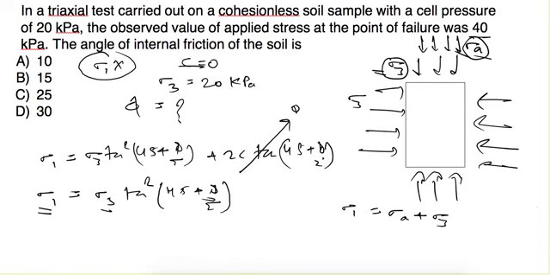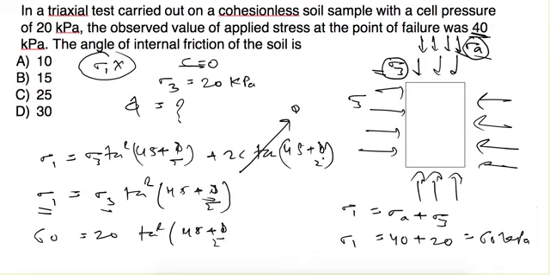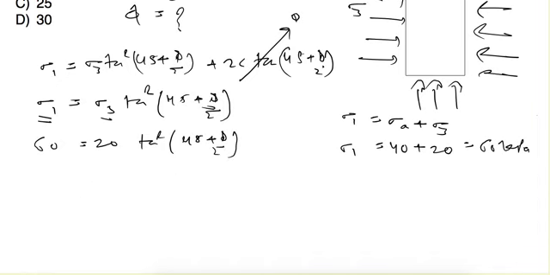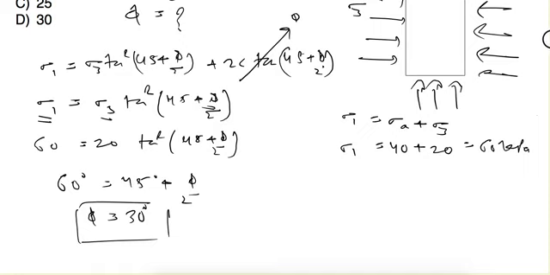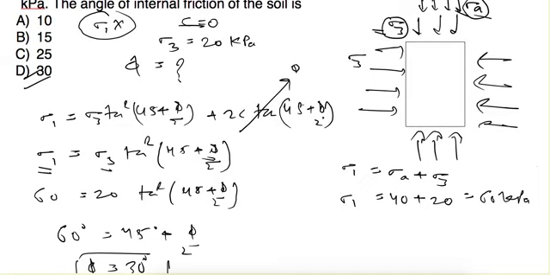So here it is given applied stress at failure is 40 kPa, so that is the value of deviator stress. Sigma 1 is equal to 40 plus 20, that is 60 kPa. Now just put it in this equation, 60 is equal to 20 tan square 45 plus phi by 2. If you solve this, so you'll get 60 degrees is equal to 45 plus phi by 2, and so from here phi is equal to 30 degrees. So this D option is correct.